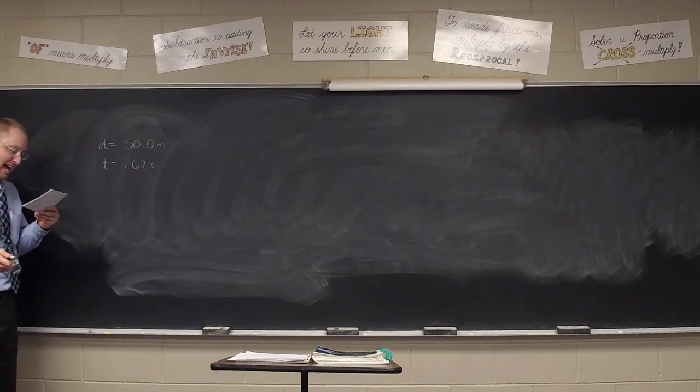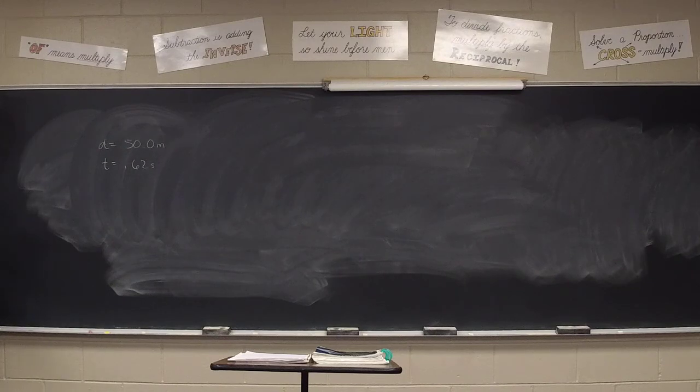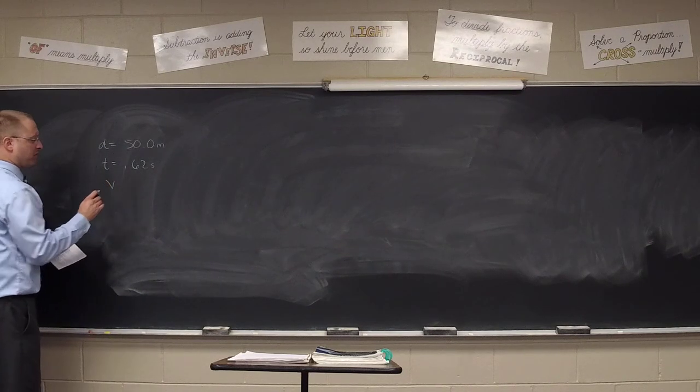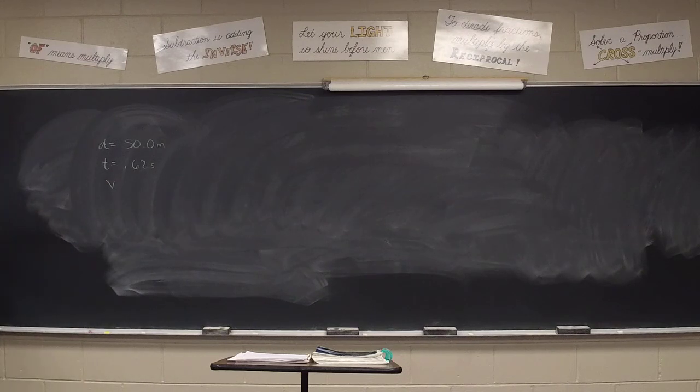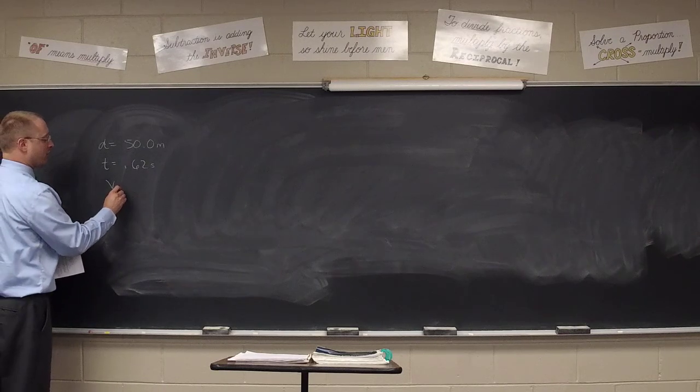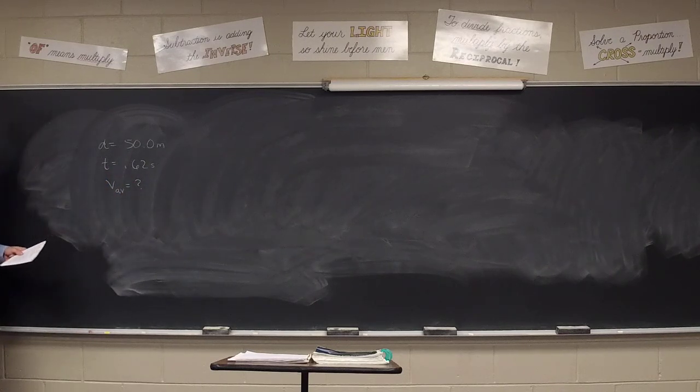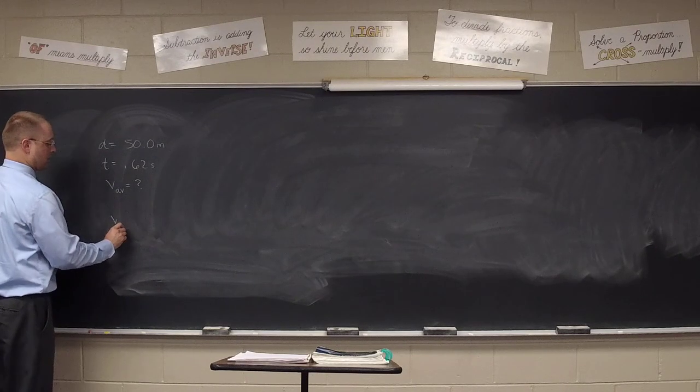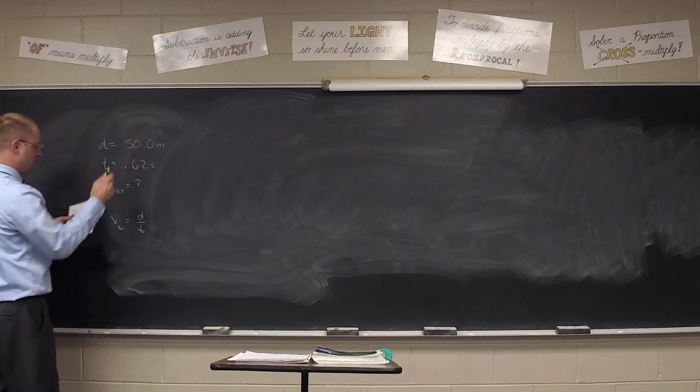And it says how fast was his arrow traveling? Well, that's looking for the velocity. The initial or the final? Just kind of all of it, or we would say the average velocity. And what equation do we need to use to find how fast the arrow flew to the target? Michael? V average equals d over t. There we go. So we just take the 50 divided by the 0.62.